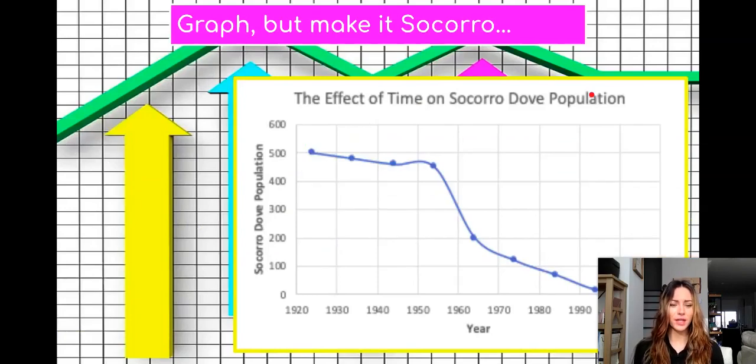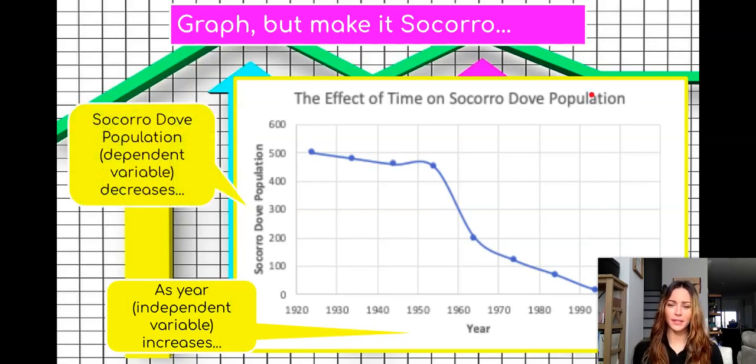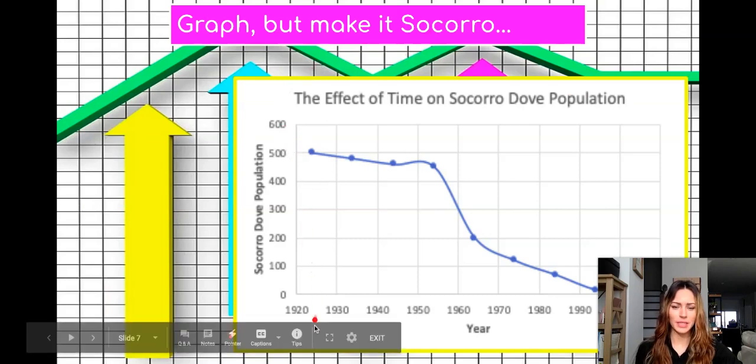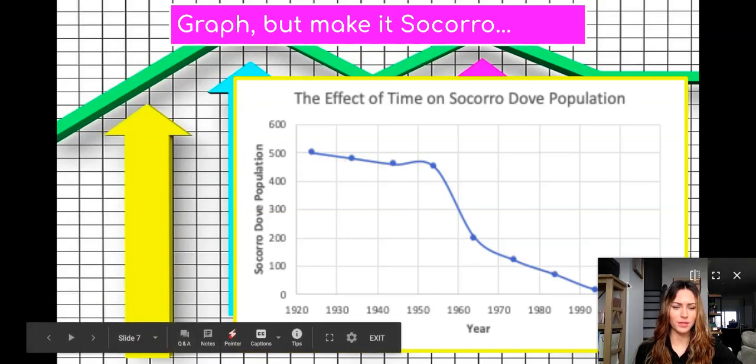Once again, let's look at an example of analyzing a graph, but in the case of our Socorro dove population. If I look at my graph here, I can see that again on my x-axis is my independent variable. So I know, just like my previous example, that year is the independent variable. I then see on my y-axis Socorro dove population. Now if we look at our trend line and our data points, we can see that year is going from 1920 all the way down to about 2004. So we know that year is increasing.